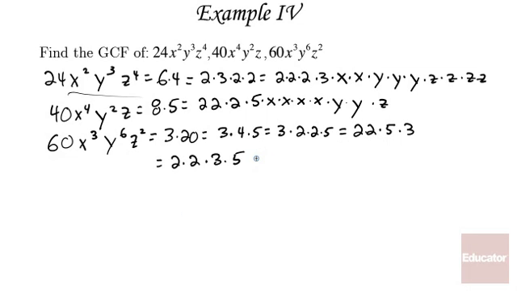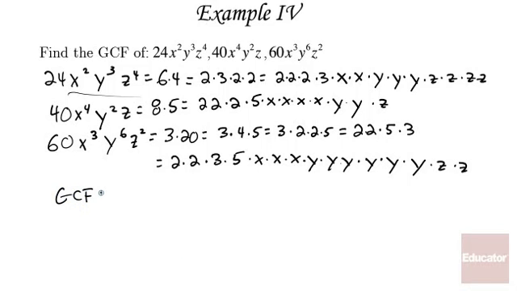Looking at the variables, x times x times x, 6 y's. Okay, I've got 6 y's and 2 z's. All right, now I have to figure out what my common factors are. So the greatest common factor is going to be the product of those common factors.